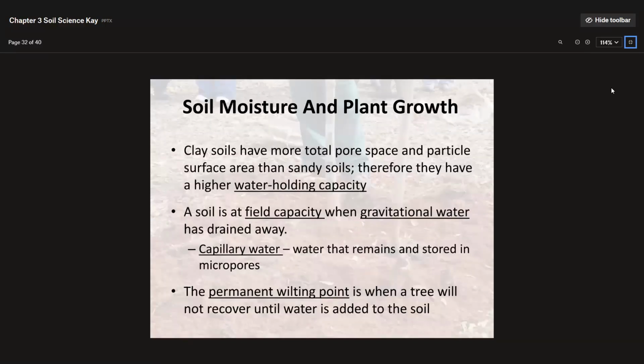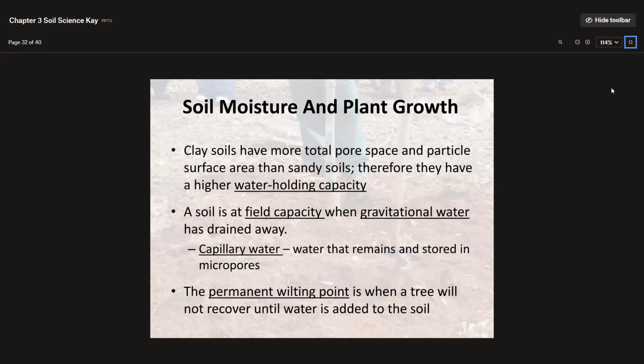And soil moisture and plant growth, the different soils have different things that help the plant or don't help the plant. Clay soils have more total pore space and particle surface than sandy soils. Therefore, they have a higher water holding capacity, right? A soil is at field capacity when the gravitational water has drained away. All right. Keep that in mind.